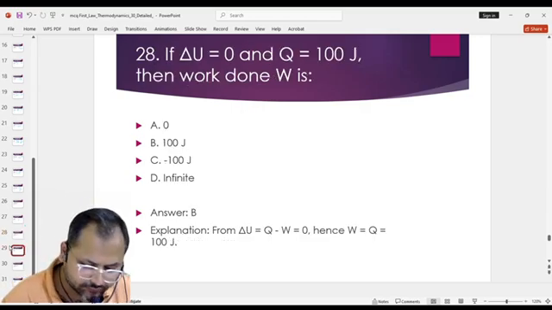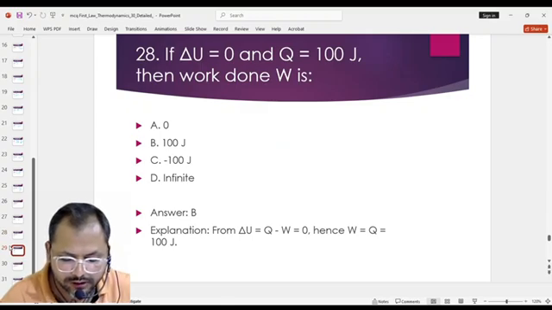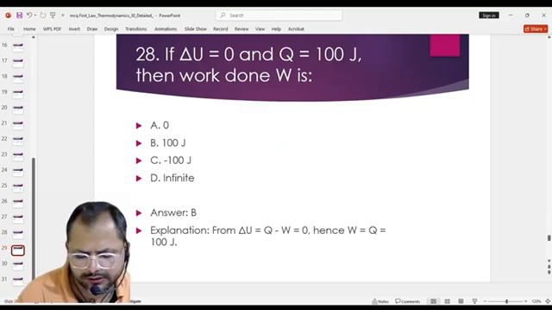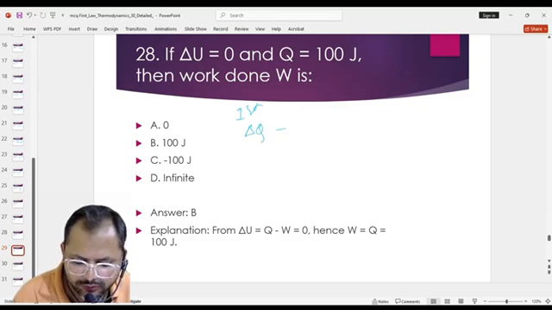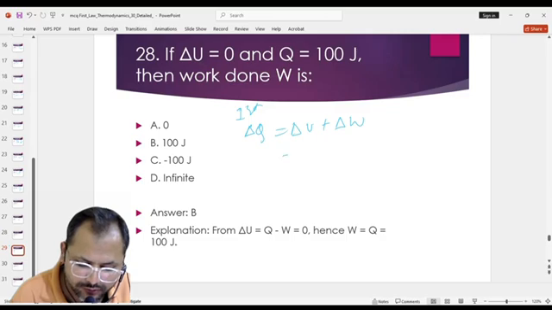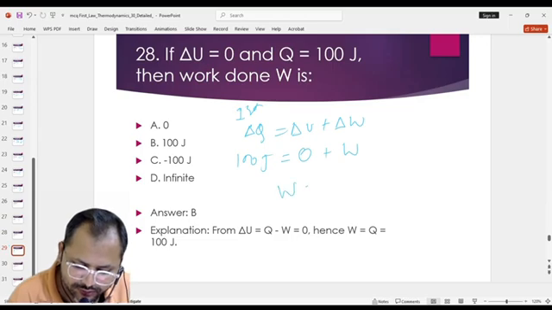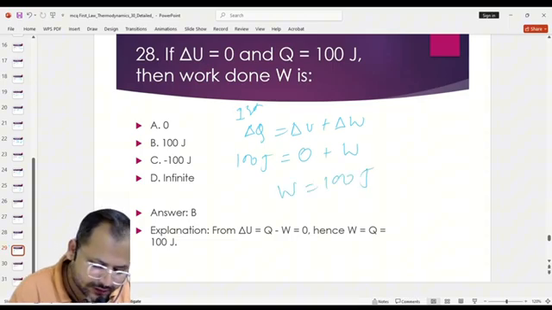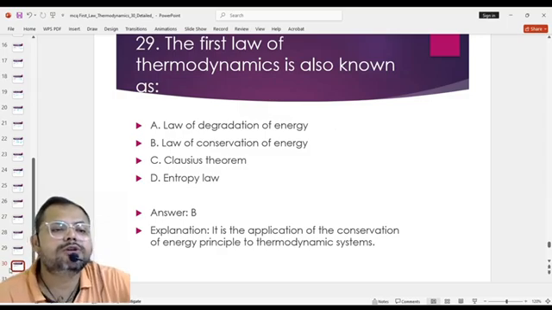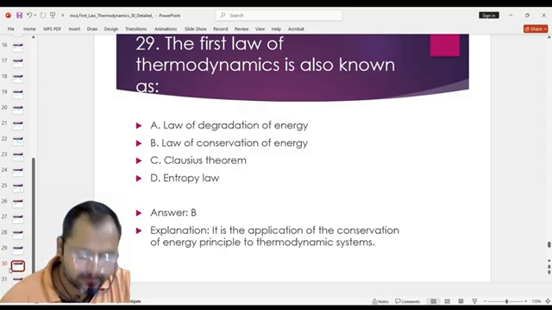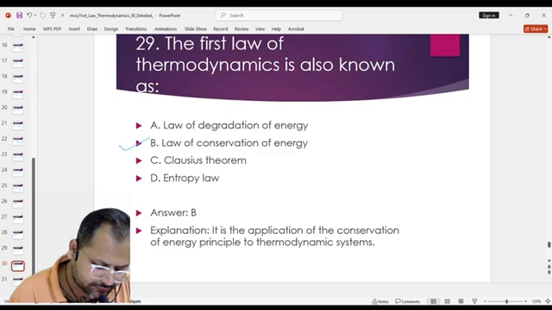Next question. Delta U equal to 0, delta Q equal to 100, then work done is? We have the first law of thermodynamics, delta Q equal to delta U plus delta W. Delta U, the change in internal energy, equal to 0. Q is 100 joule. So work done is equal to 100 joule. Option B is the correct answer. The first law of thermodynamics is also known as the law of conservation of energy.